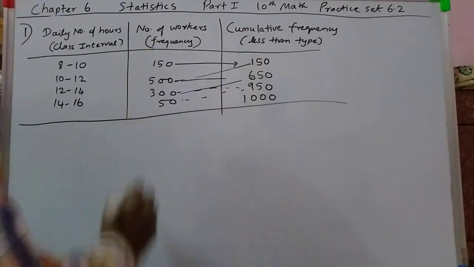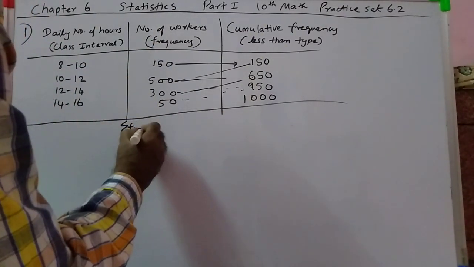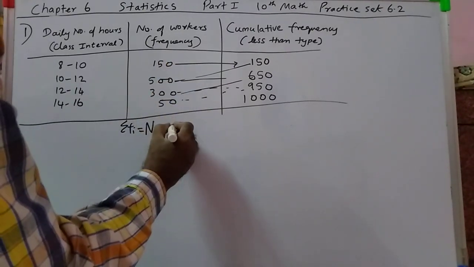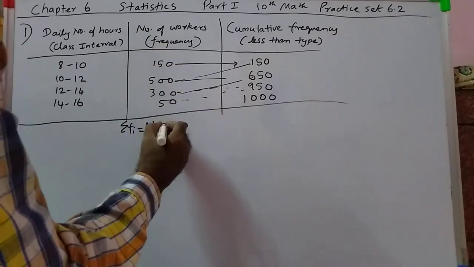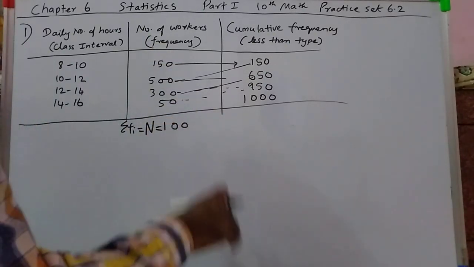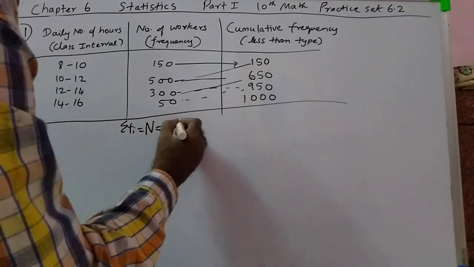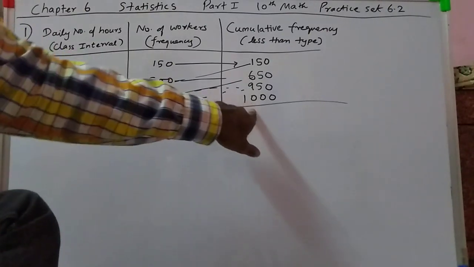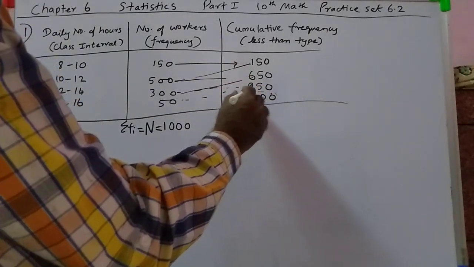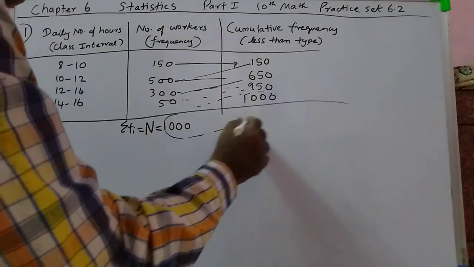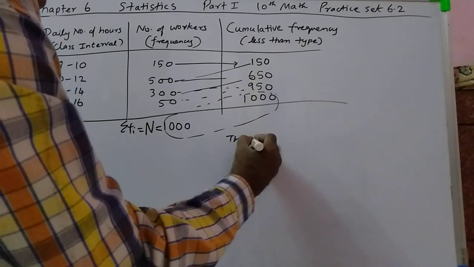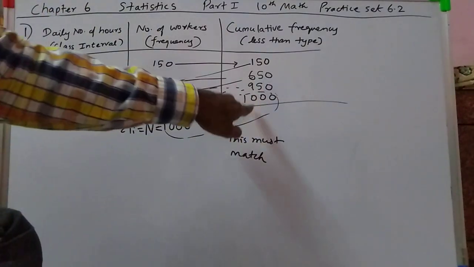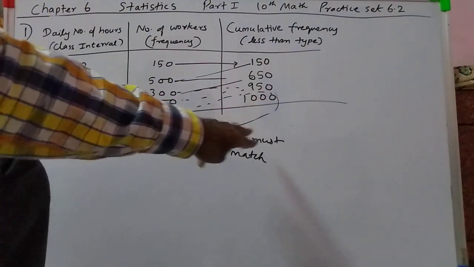Now you add this also. Summation of fi is equal to n, that will become 1000. This 1000 should match. It must match, 1000. It should match, otherwise it is wrong.